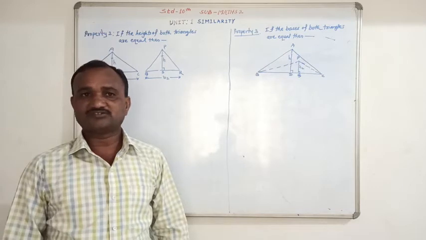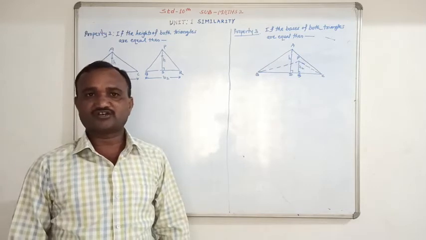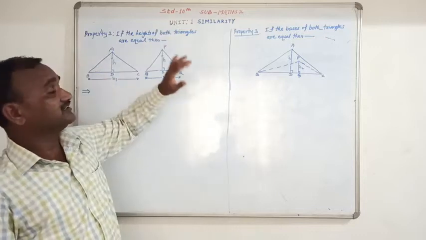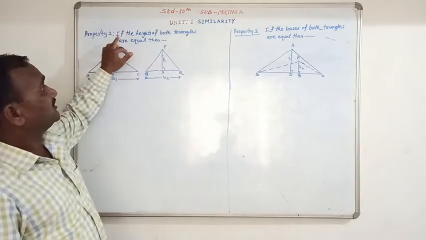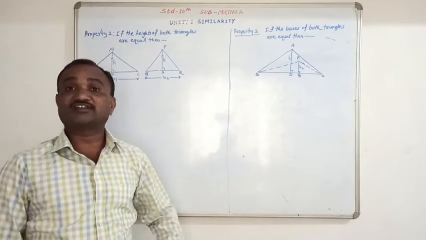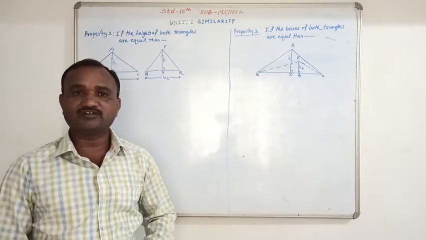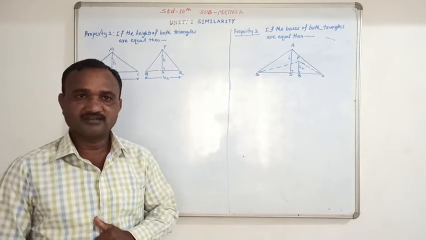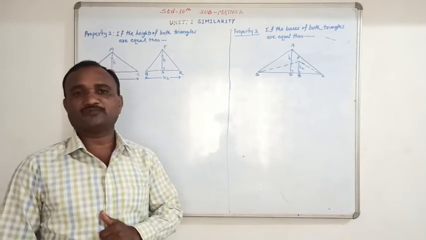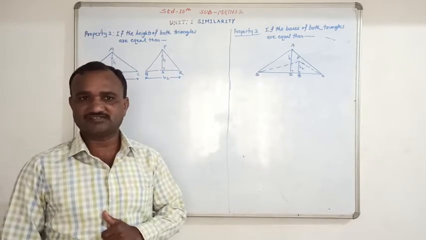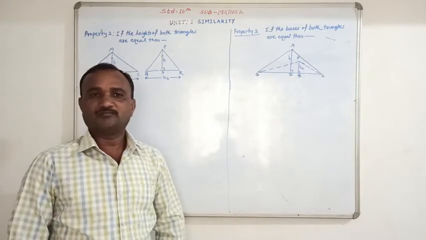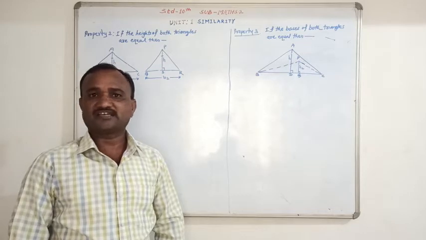Second property is also related to ratio of areas of two triangles, and third also. So second property is, if the heights of both triangles are equal, then how to convert the first property into second? So do you know the first property? The first property of ratio of areas of two triangles is: the ratio of areas of two triangles is equal to the ratio of the product of their bases and corresponding heights.